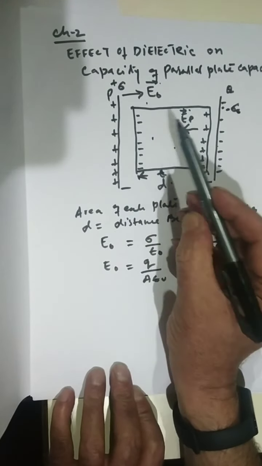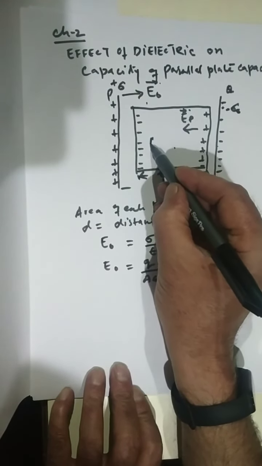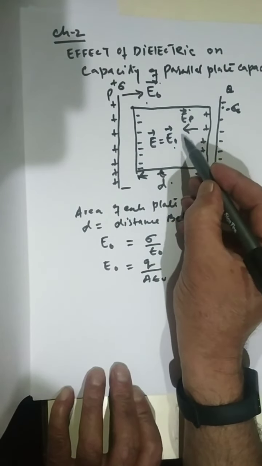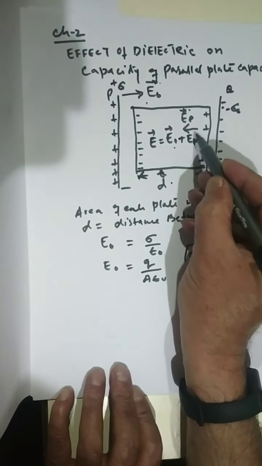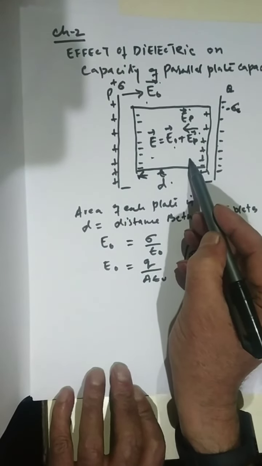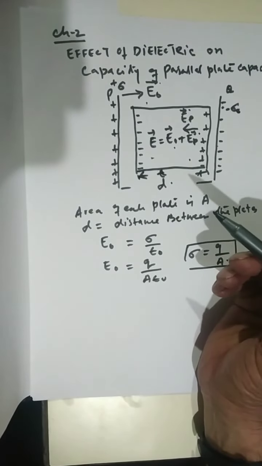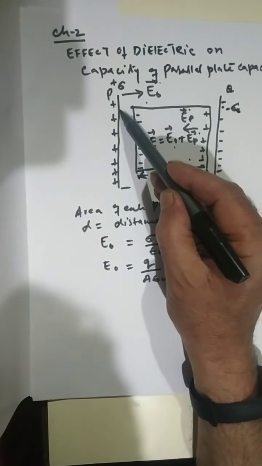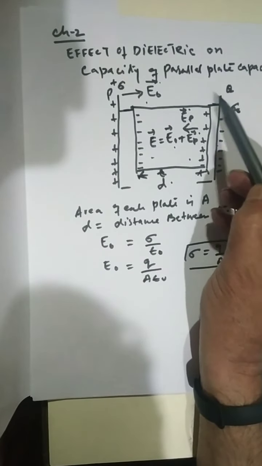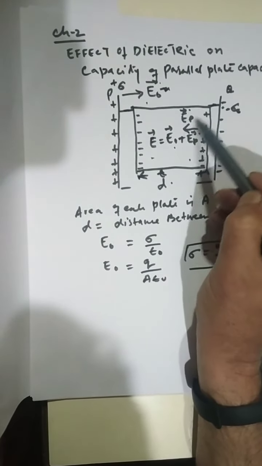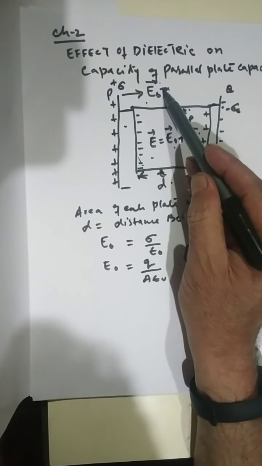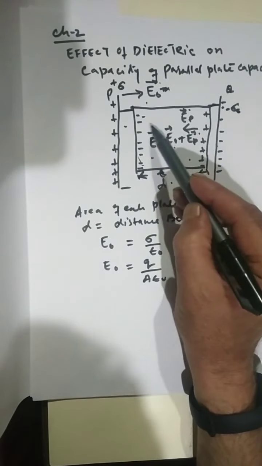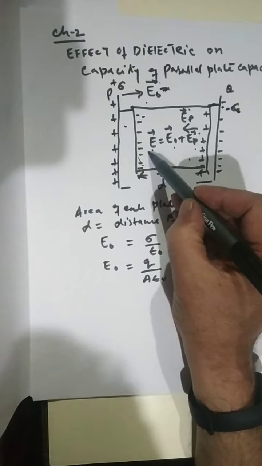So net field inside the dielectric is E, the reduced field, which is the vector sum of these two, E0 plus EP. Okay, this is between these two. Now let us examine here. In the gap, this gap and this gap, field is E0. Where there is no dielectric, field is E0, external field E0. And inside the dielectric, the field is the reduced field E.